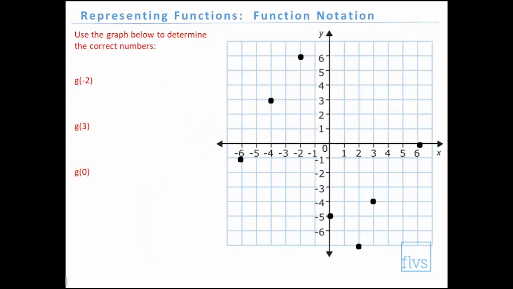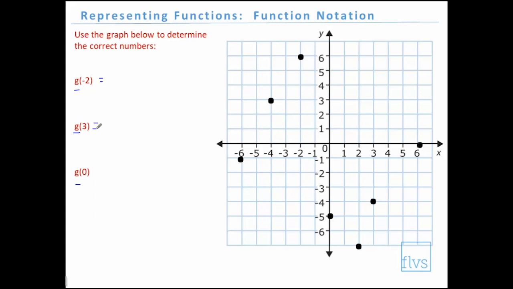Now I know we just input it into the actual function, but you'll also get questions like this. You'll get questions that say, use the graph to determine the correct numbers. So this is function g, because our function notation has the variable g. And instead of being given the actual function, we're just given this graph that's supposed to represent the function. And we've got those dots that represent ordered pairs. So they're asking us, using this, to determine what each of these end up equaling.